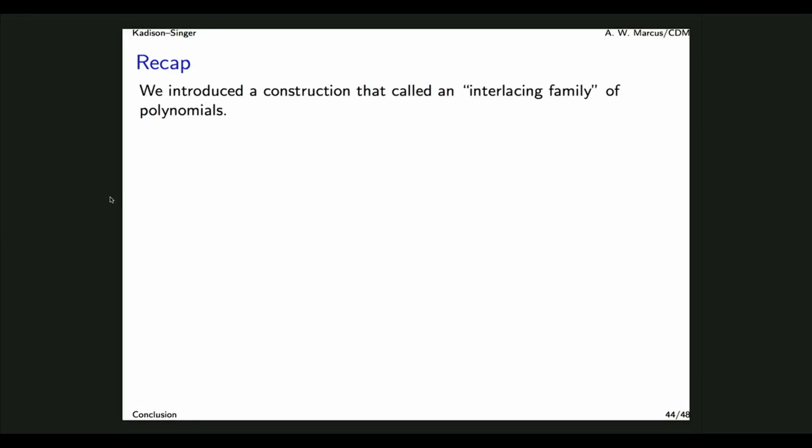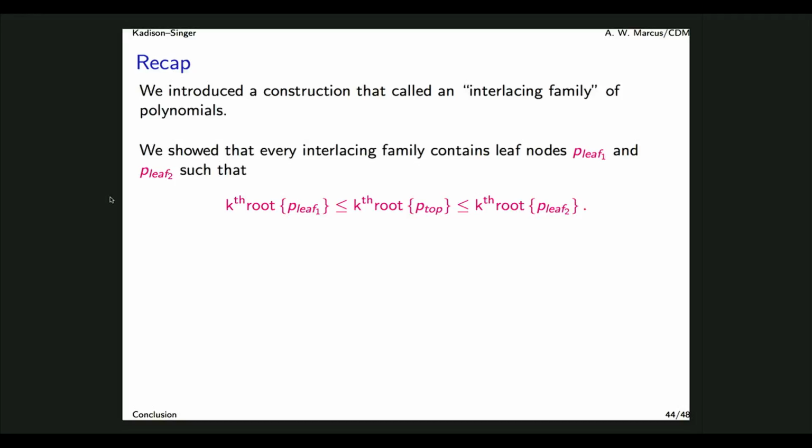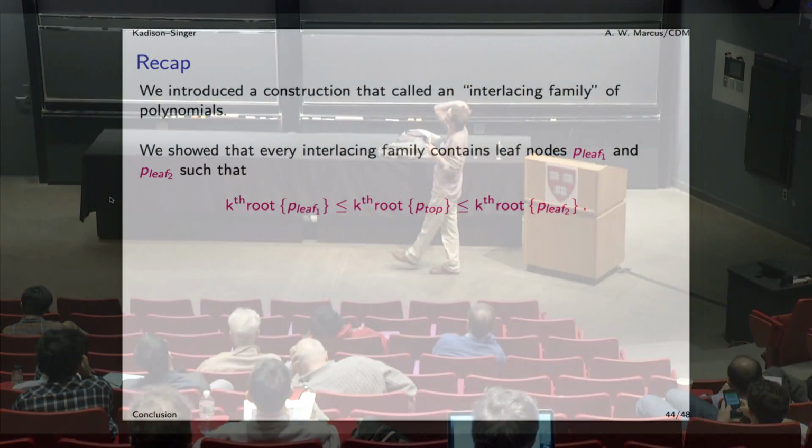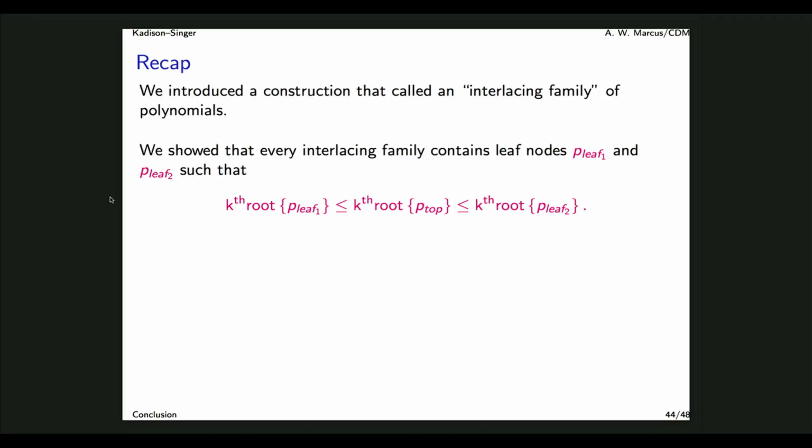So just to recap, we introduced a construction that we call an interlacing family of polynomials. We showed that every interlacing family contains leaf nodes p-leaf1 and p-leaf2, such that if I understand where the kth root of the top polynomial is, I can always assert that one of these p-leaf1 or p-leaf2 is on either side of it.